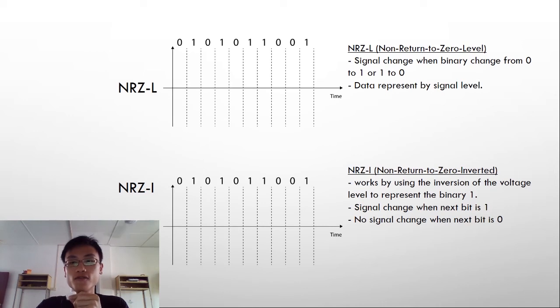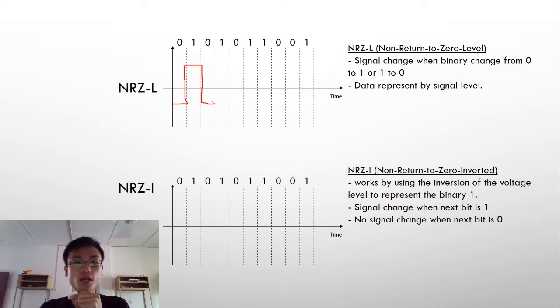NRZL stands for non-return to zero level. Its signal changes when the binary changes from 0 to 1 or 1 to 0. Now I will show you how it works. First, I let the 0 be the negative signal. So when 0 to 1, it will change the signal, negative to positive. So 1 to 0 changes from positive to negative.